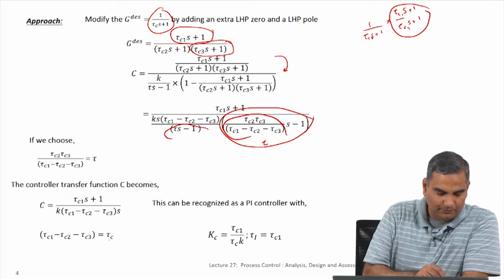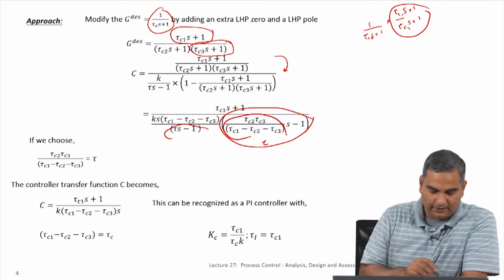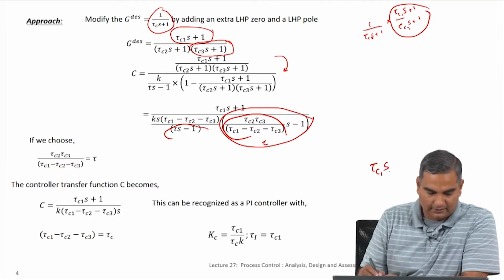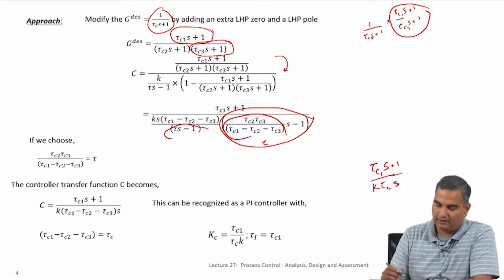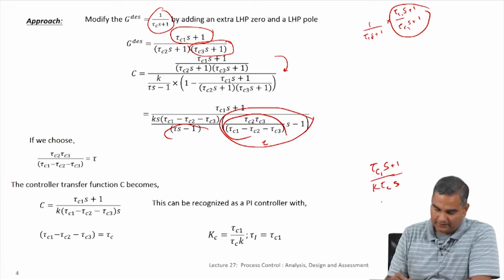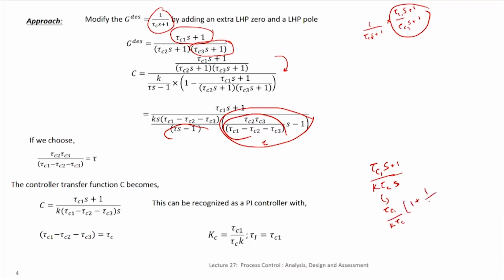Okay, now just for convenience, if I write tau C1 minus tau C2 minus tau C3 as tau C, a new definition of a variable, then the controller will become tau C1 s divided by k tau C s plus 1 divided by k tau C s. And this you will again quickly recognize is the PI controller. This is the same trick that we have been using for a while now. So this can be written as tau C1 divided by k tau C times (1 plus 1 by tau C1 s). So this tau C1 by k tau C is the gain of the PI controller, and this is the integral time constant of the PI controller.